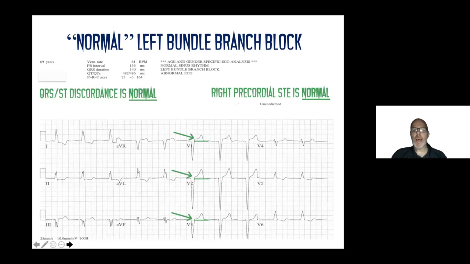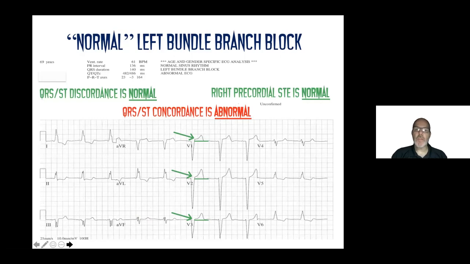Right precordial ST elevation is normal, which means that no concordance is normal. In other words, if a QRS complex and an ST segment are going in the same direction, that is not normal. Now, we would like to normally see QRS ST concordance on a normal EKG, but we're not talking about a normal EKG. We're talking about a left bundle branch block.